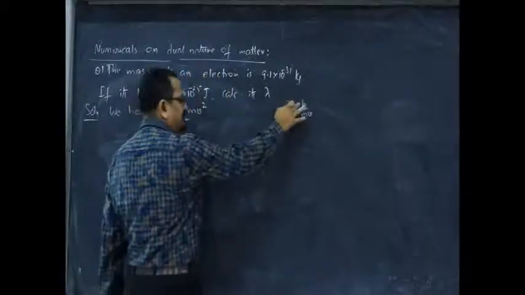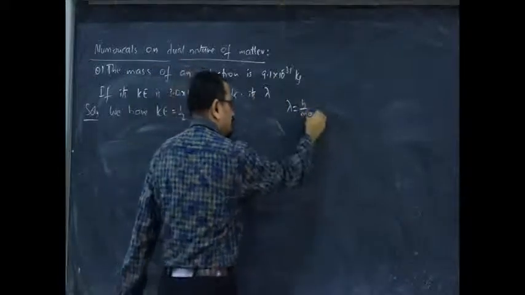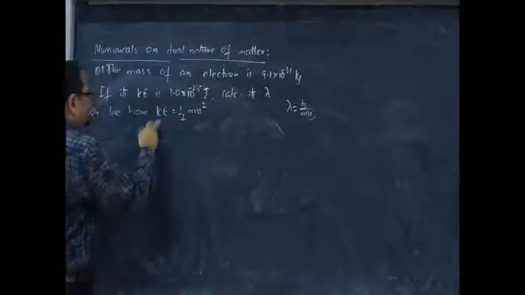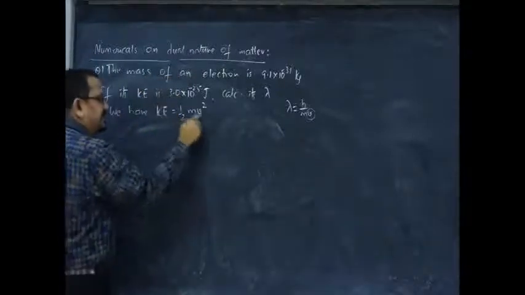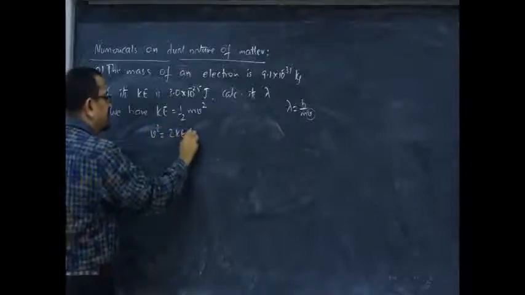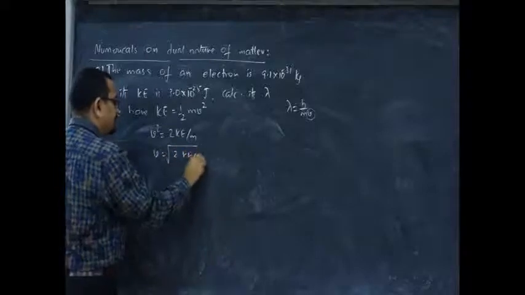H is a constant we are aware of. Mass is given in the question. Velocity we do not know. So, we need to get that velocity. Where from? From this expression. We have kinetic energy equal to half mv square. V square equals 2 into kinetic energy by m. V equals root of 2 into kinetic energy by m.